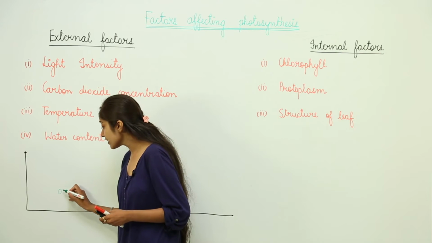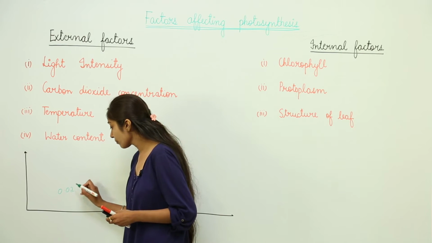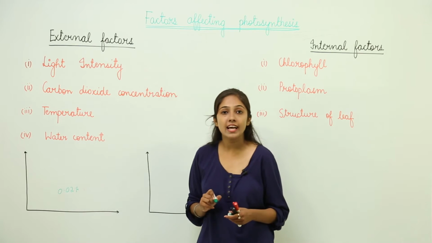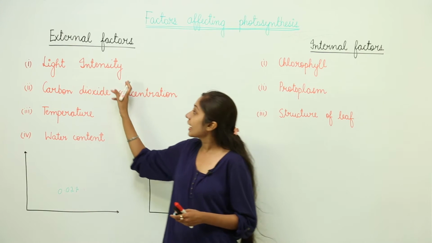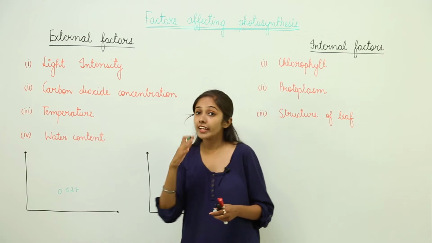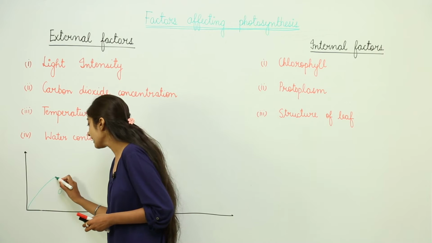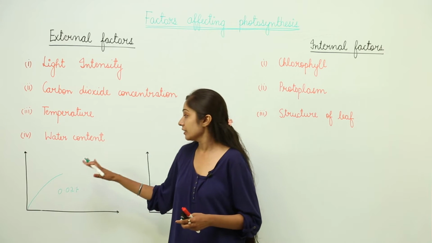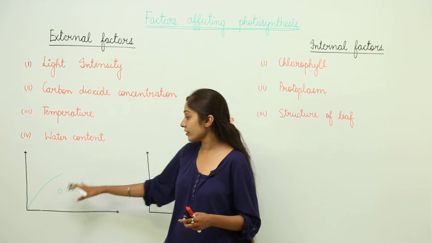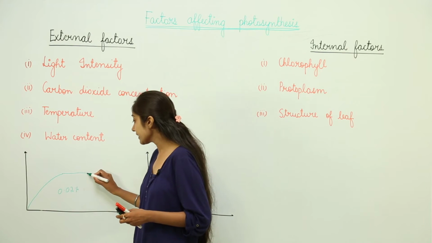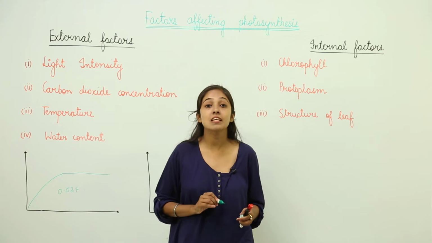At 0.02% concentration of carbon dioxide, as the light intensity is increasing, the rate of photosynthesis is going to increase. So, it is going to increase, but at this point when we have the carbon dioxide concentration at 0.02, what is it going to get? It is going to get stabilized in this way.